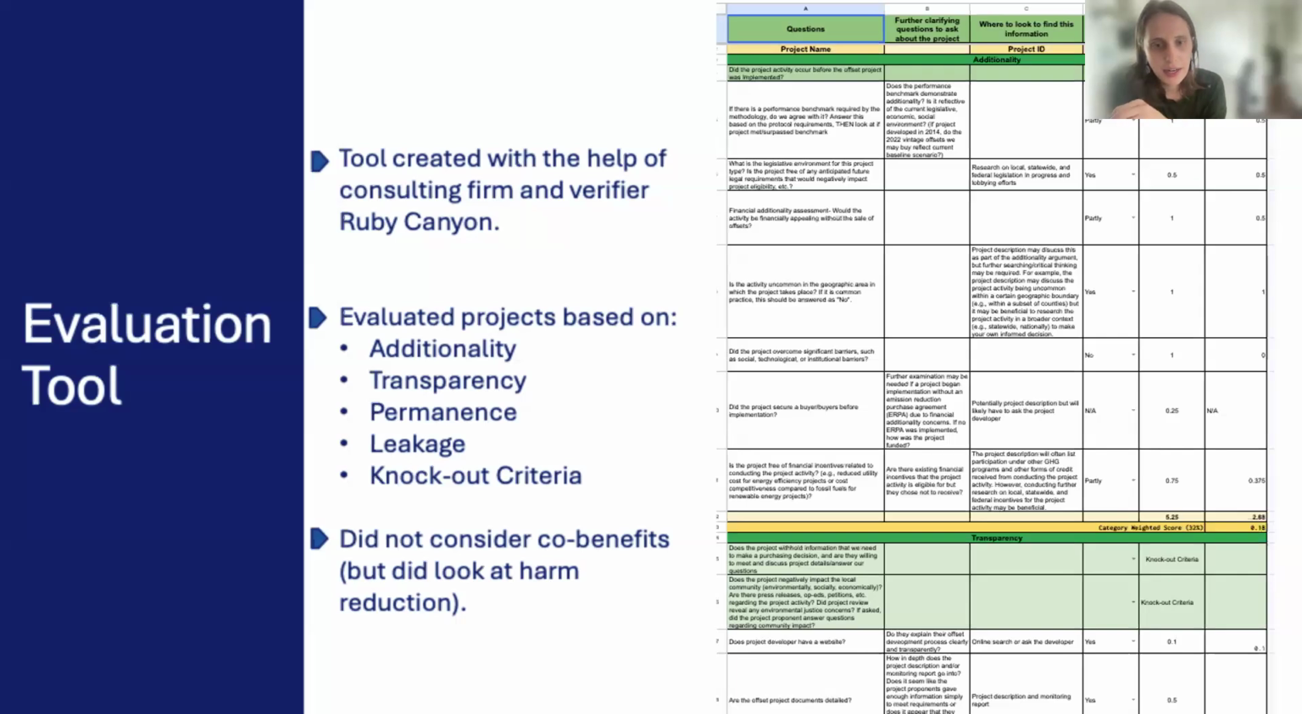We did have knockout criteria looking at harm reduction and that climate justice angle. So if we saw any evidence of a project harming a community, or any negative op-eds or press releases about it, or if the project took place in a community and it wasn't clear that the community was brought into the process, we asked additional questions. And so that is one thing outside of these other quality indicators that we included in the tool.